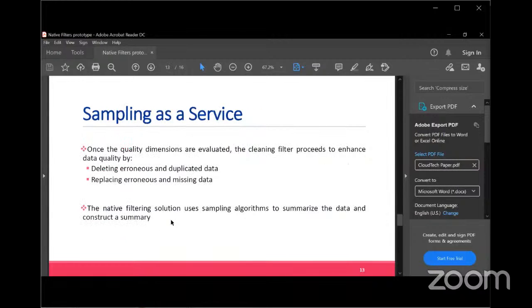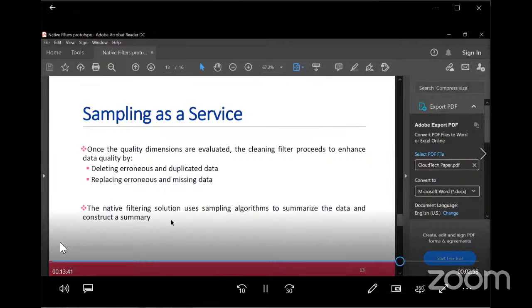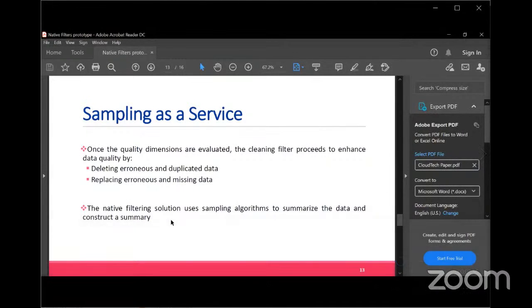Regarding the sampling as a service, the service aims to summarize and to reduce the volume of the received data. Once the quality dimensions of the received data are evaluated, the cleaning filter proceeds to enhance the data quality by, as we said, deleting erroneous and duplicated data and replacing erroneous and missing data. Then the native filtering solution will apply different sampling algorithms in order to summarize the qualified data and to construct finally what we call a summary.